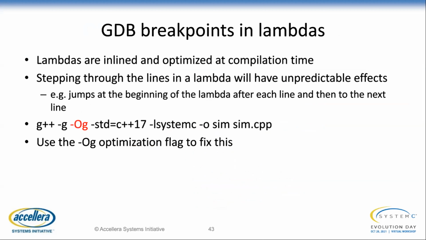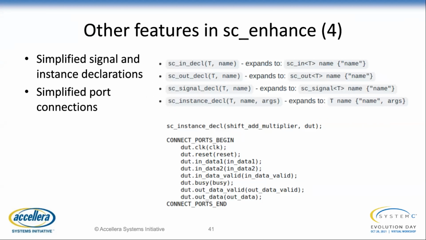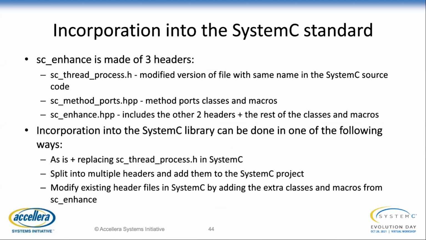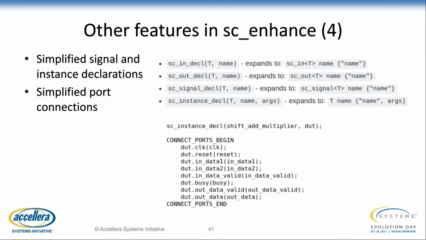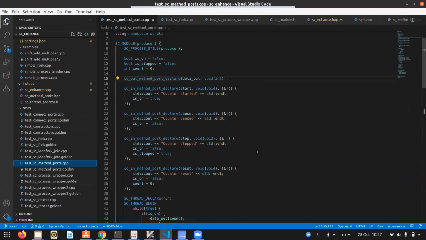I think I missed a slide here. I think by mistake I removed the slide to talk about method ports. I think I'll show you some code. So method ports are like TLM sockets. They forward method calls from one process to another, or from one module to another.